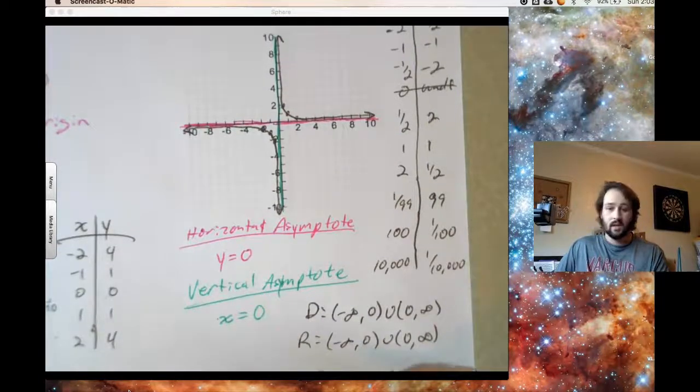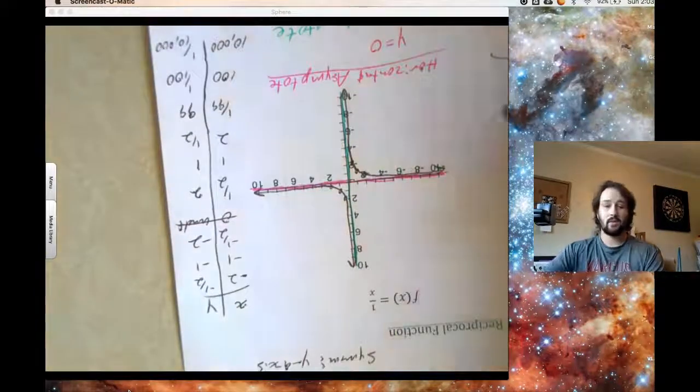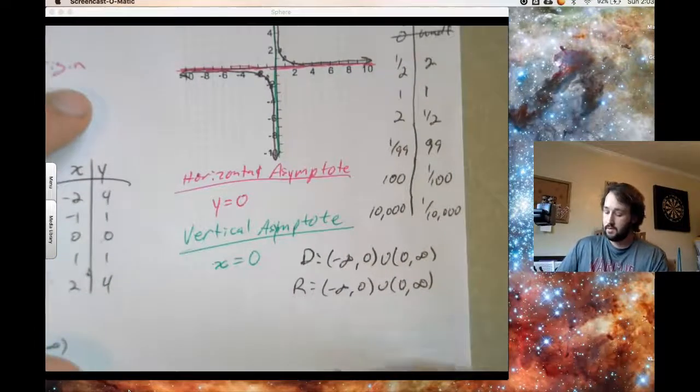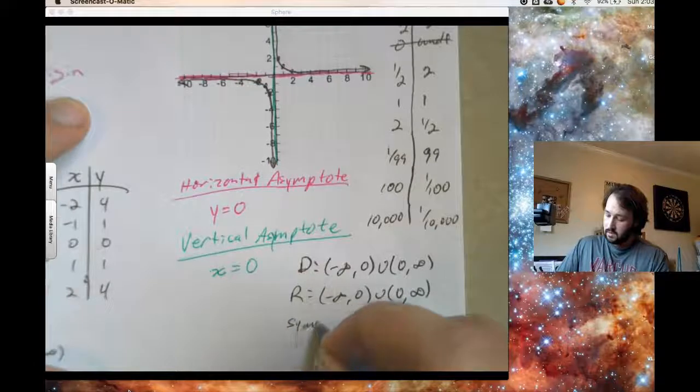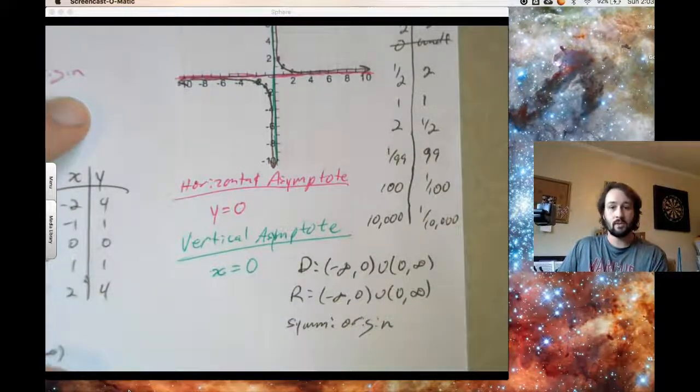Now for the symmetry, it's not over the y-axis, it's not over the x-axis. If you turn your graph upside down, it looks the exact same. So that tells me that it is origin symmetry. Symmetry is origin. O-R-I-G-I-N. Origin symmetry.